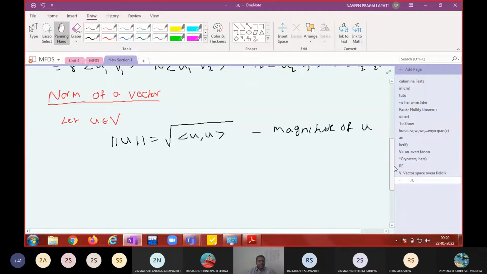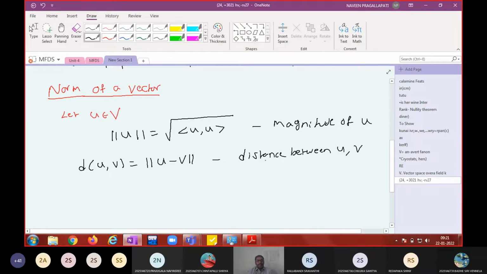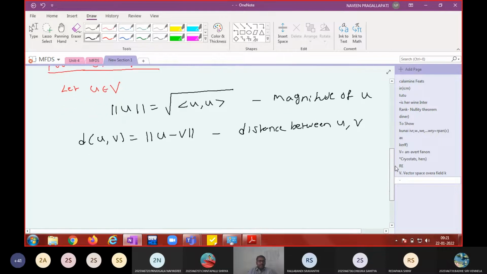Okay. So then what is the distance between two vectors? Distance between two vectors is defined as the norm of u minus v. Okay, so this is defined as the distance between u and v. Okay, now what is dot product?